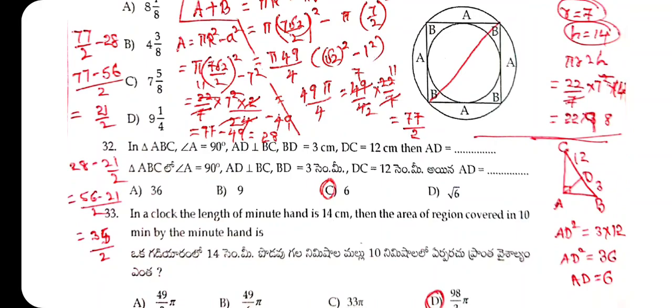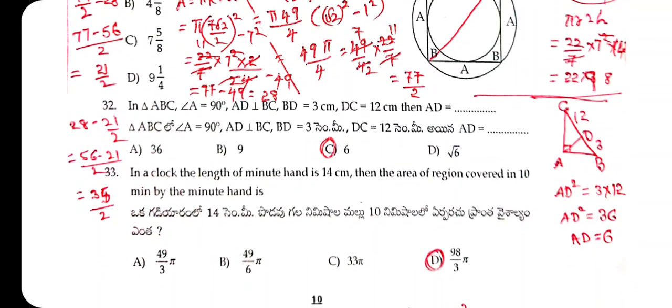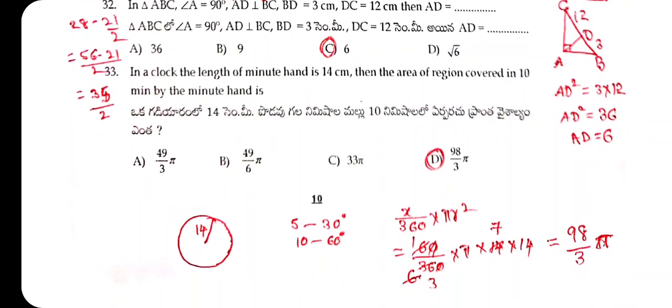Next, if you draw the diagram, we know very well AD square is equal to BD into CD. So AD square is equal to 3 into 12. 3 12s are 36. 36 means 6 square. So the answer is 6.